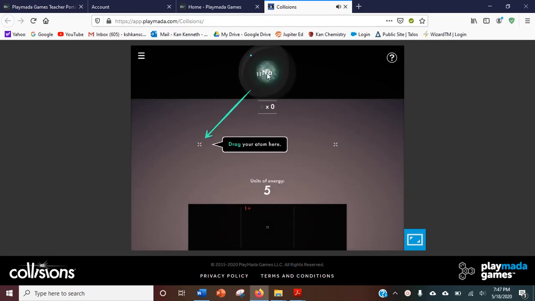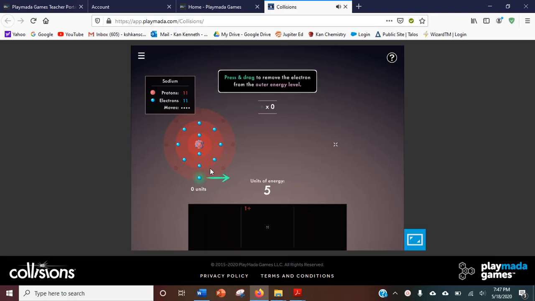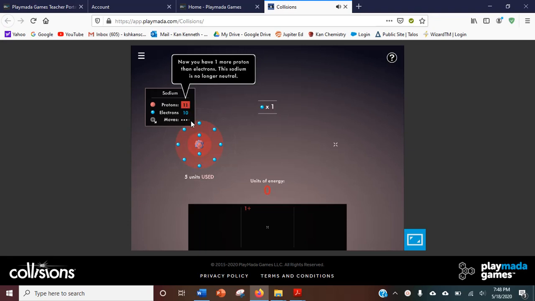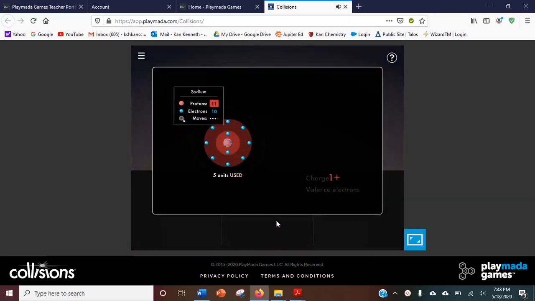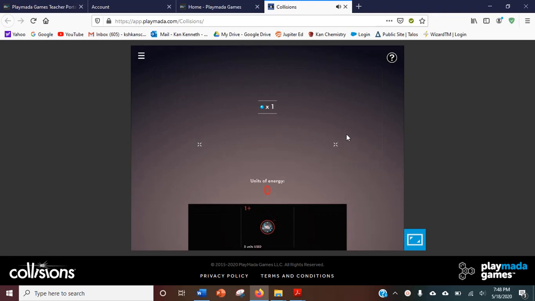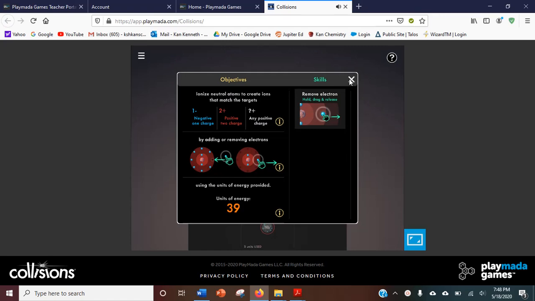So here's sodium. It tells you how many protons and electrons it started with. Now you have to drag. Notice you're using energy to remove this electron. Now it tells you how much this ion has now. Yes, it still has 11 protons, but it lost an electron. Now once you're done, you just drag it, and it tells you the charge and the valence electrons, which is 8 now. Again, if you're stuck, you can click this, and it'll show you how to do it again.